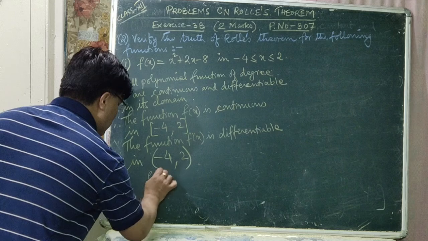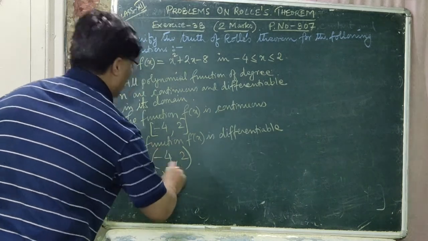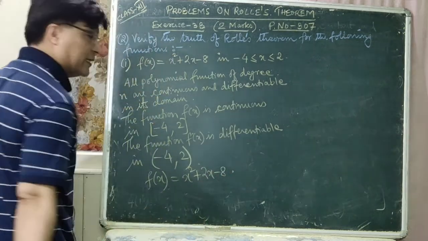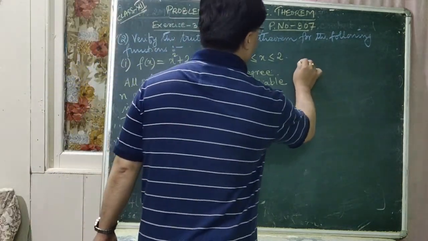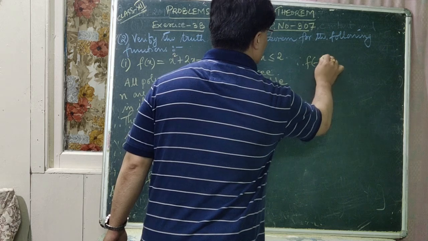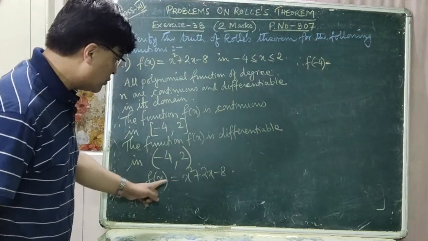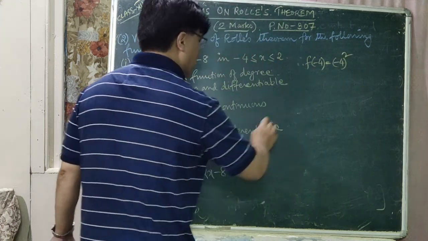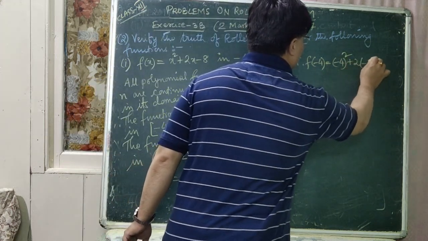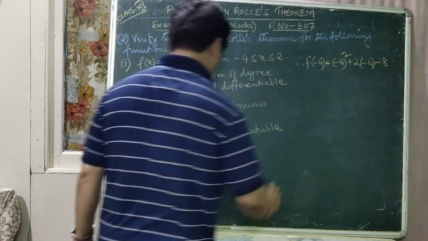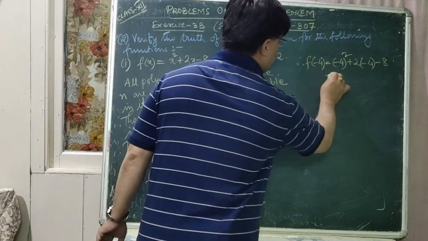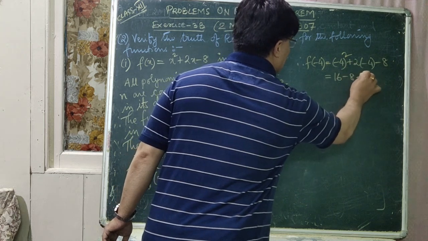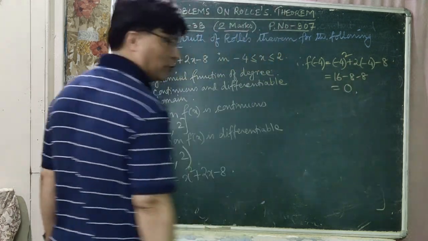So what is f of x out here? f of x is equal to x square plus 2x minus 8, right? So what is f of -4 now? Let us find out f of -4. Instead of x you put -4. So it is (-4) whole square plus 2 into -4, then write down -8, right? So let us simplify it. (-4) whole square is 16, minus 8, which is equal to 0.